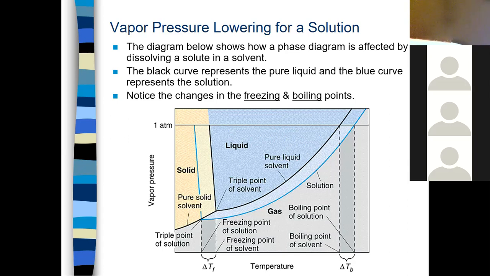Okay, so vapor pressure is lowered. As a result of that, freezing point is lowered and boiling point is raised. There are 3 colligative properties.